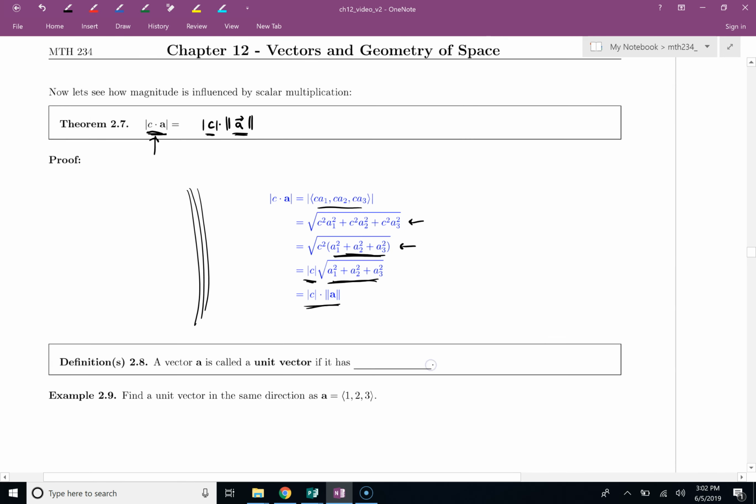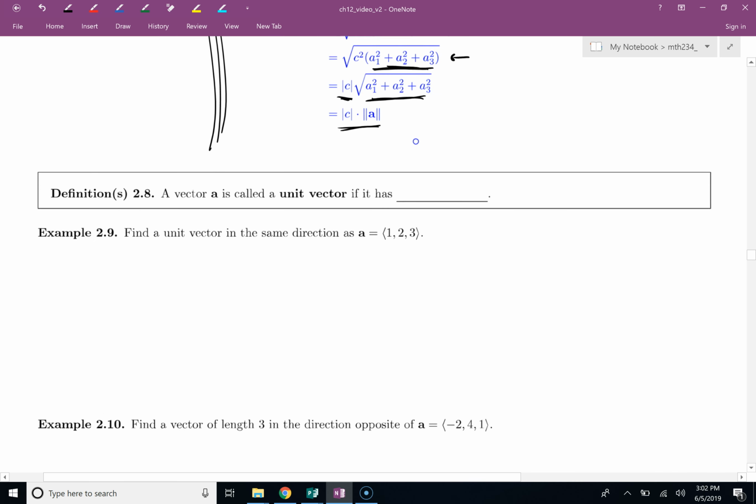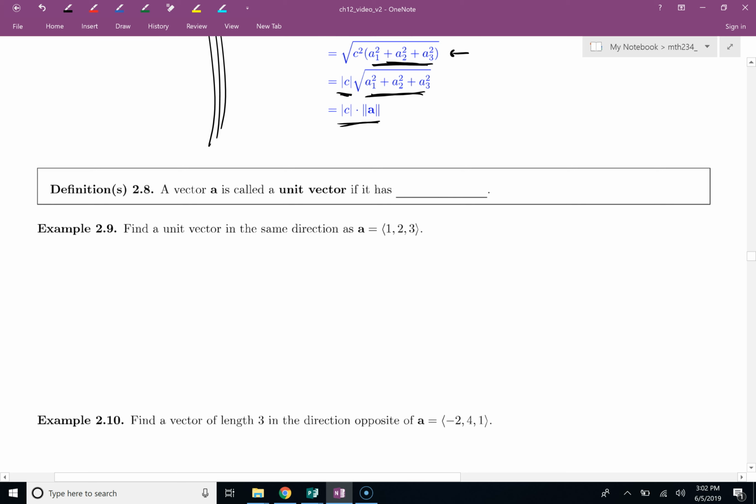All right, the last idea for the video is that we're going to talk about unit vectors. This is another property. When we're talking about magnitudes or lengths of vectors, there are some vectors that we really like. I guess there are lots of vectors that we like, but some of them are called unit vectors. A vector a is called a unit vector if it has length 1.